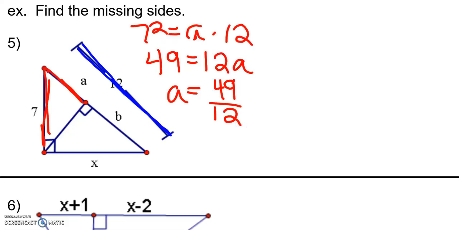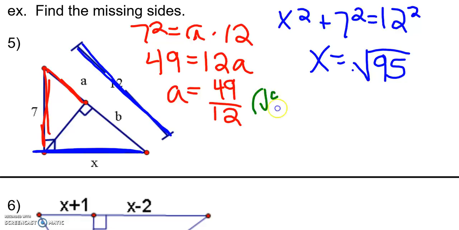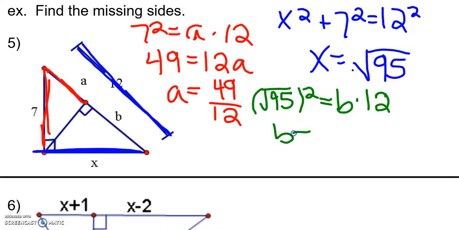Right, and then we can use the Pythagorean theorem to solve for x. So we have x squared plus 7 squared equals 12 squared. And when you simplify that, you get x equals square root of 95. And then finally, we'll use our theorem to solve for side B, plugging in x. So we're going to do x squared first, which we know is root 95. So we have the square root of 95 squared equals b times 12. When you simplify that, you get b equals 95 over 12.